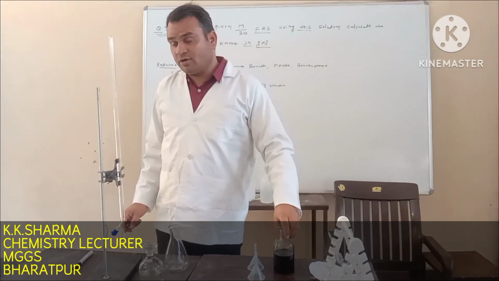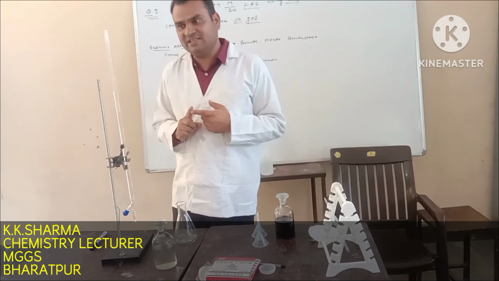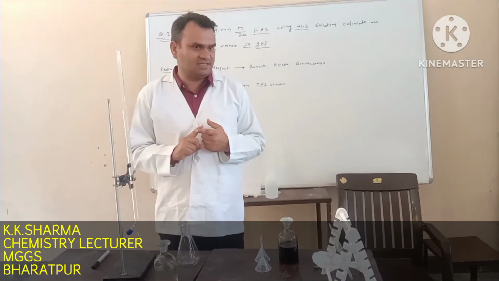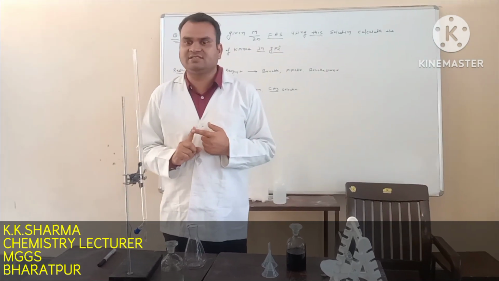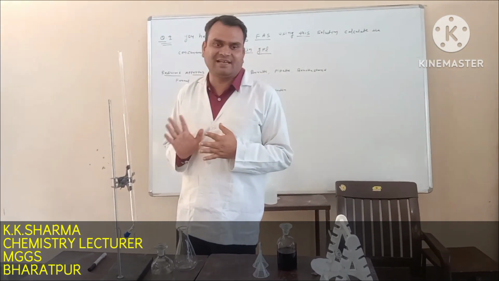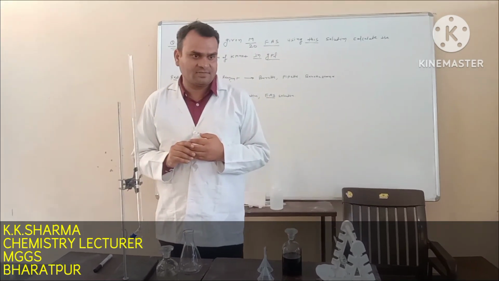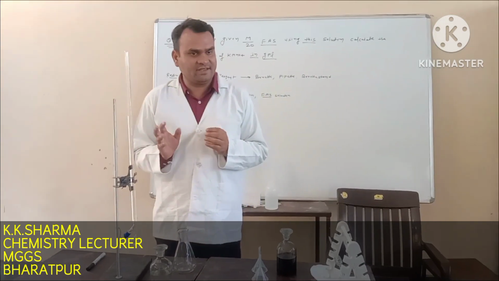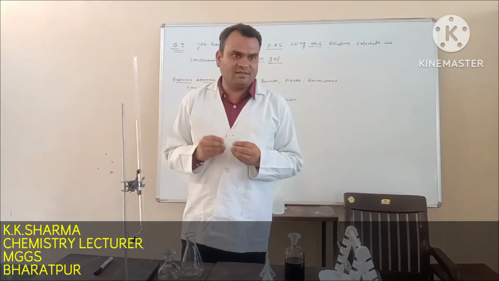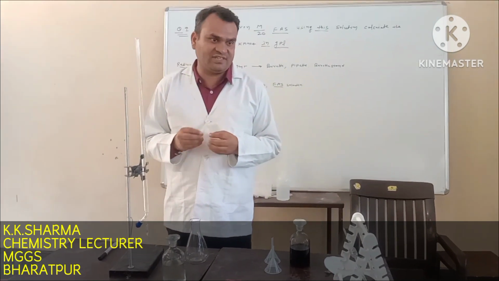Dear students, you know in the laboratory there are two types of reagents. One is the primary reagents and another is the secondary reagents. Primary reagents are those reagents whose concentration is not affected with time. They are not hygroscopic in nature. Their concentration always remains constant. While the secondary reagents may be hygroscopic and their concentration may change with time.